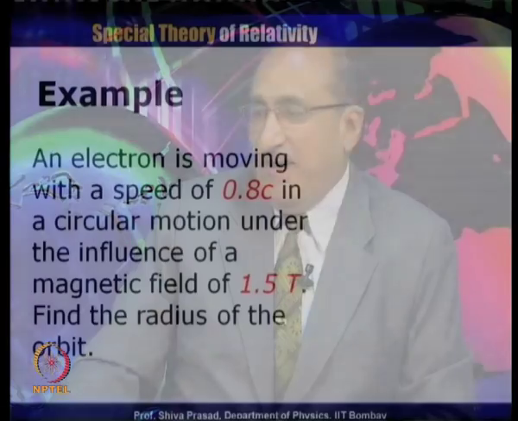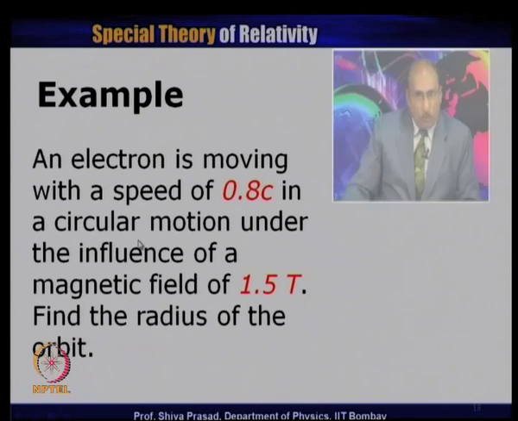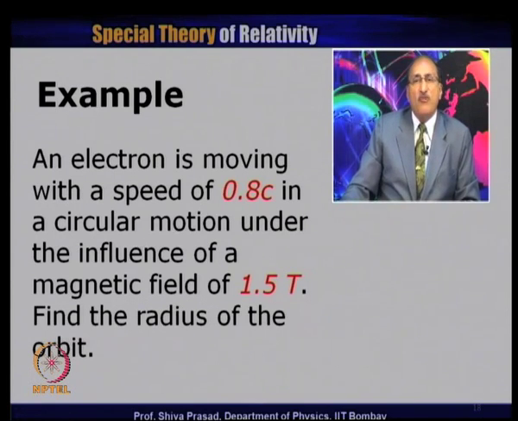So, this is the example which I have taken. An electron is moving with a speed of 0.8 c in a circular motion under the influence of a magnetic field of 1.5 tesla. We have to find the radius of the orbit. This case, as I said, is simple because force and the acceleration are in the same direction. So, let us first find the force.